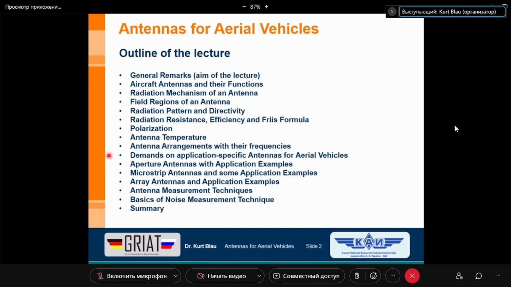At least the same behavior or the same mechanism we have in case of an aircraft or an aerial vehicle, not only focused on aircraft. We will see it in the next slide. We have a lot of different aerial vehicles.